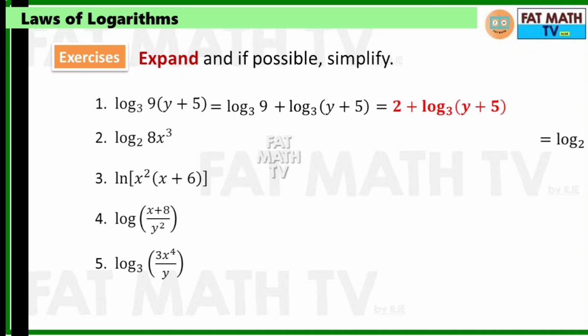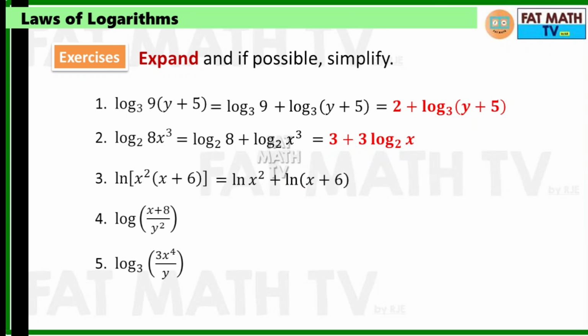Number 2, that is going to be logarithm of 8 to the base 2 plus logarithm of x cubed to the base 2. Logarithm of 8 to the base 2 is asking for the exponent at which 2 should be raised to get 8, and that is 3. So we have 3 plus, and the exponent of x here, which is 3, can be a numerical coefficient by applying law number 3. So the second term will be 3 logarithm of x to the base 2.